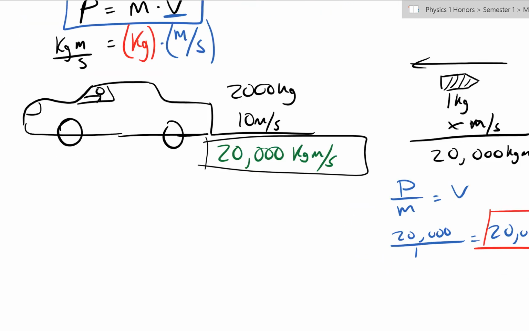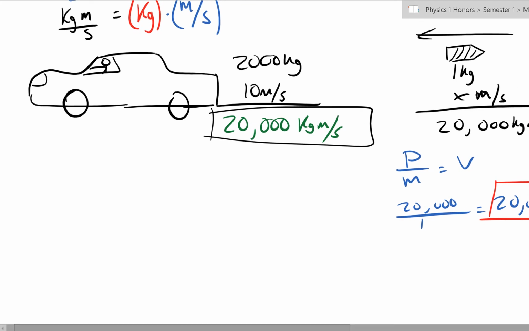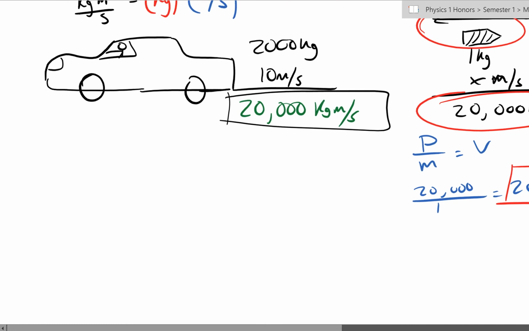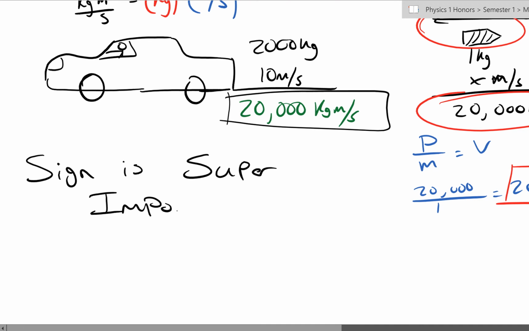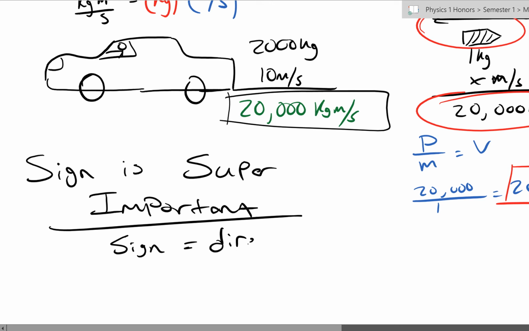Now, in that little example, I had to point out the fact and make sure that we realized that the bullet was going in the same direction in order to have the same momentum. And the reason for that is because the sign is super important. Because the sign tells us what? It tells us the, don't answer that question, it was rhetorical. The sign tells us the direction.